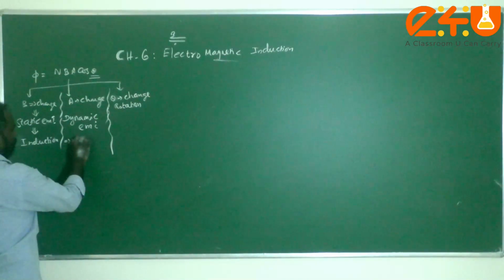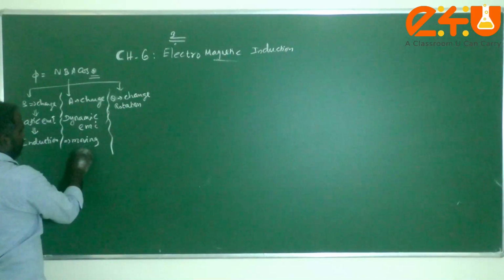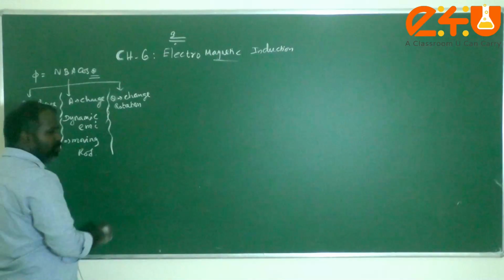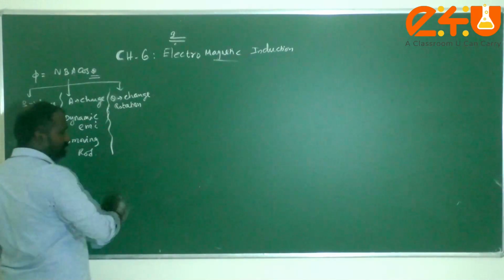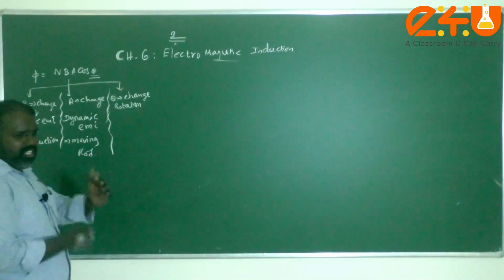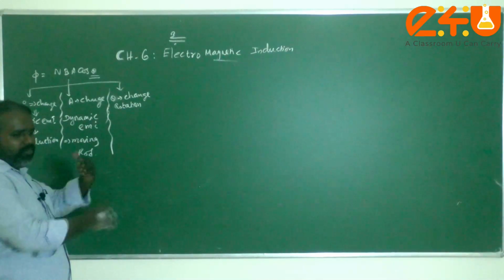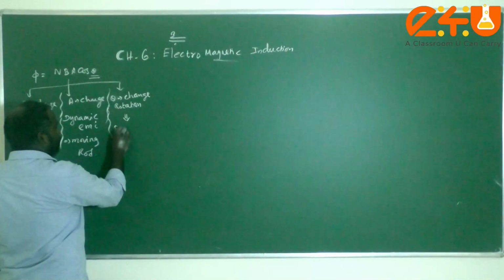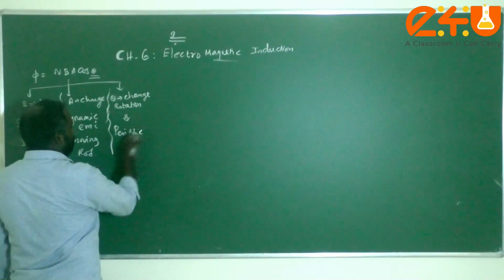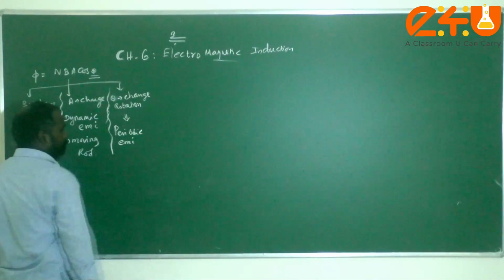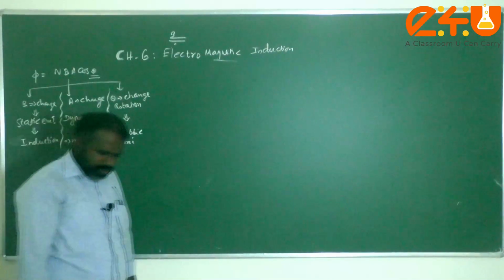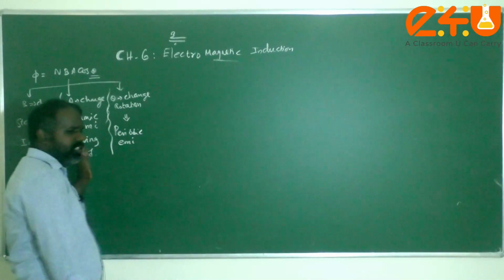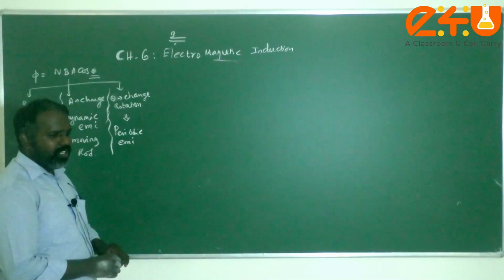Okay. So moving rod. That is called motional EMF. In the case of theta change, like a generator, AC generator or DC generator, when the armature coil is changing, that is called periodic EMI. So these are the methods or types to get the induced EMF or current.